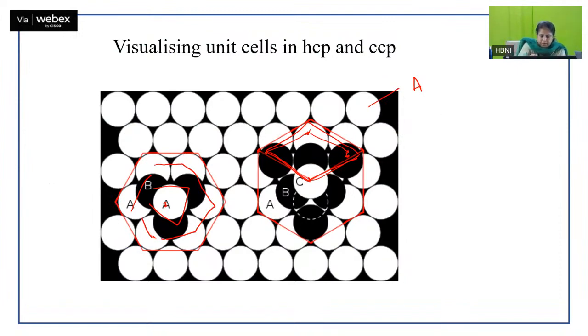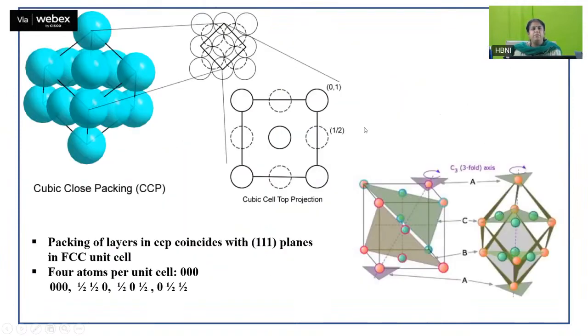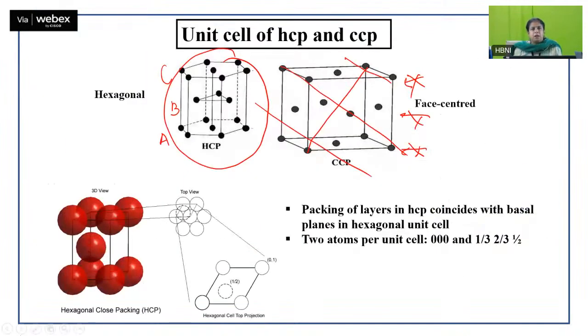So you can probably imagine that this is your body diagonal. If I join this point with this black point, this is your body diagonal. Okay, a little difficult to visualize, but I'm sure with time we will be able to do that. Now, whenever we define the unit cell, we also try to see the number of atoms in a particular unit cell. So this is your hexagonal unit cell.